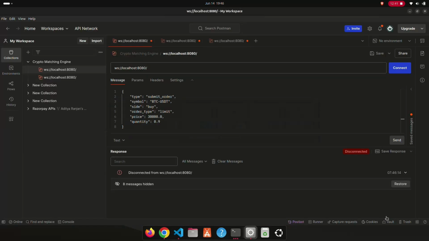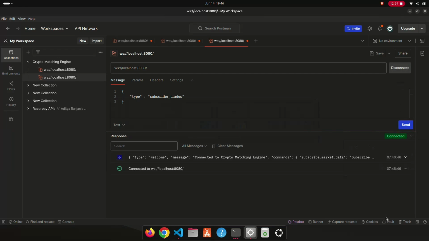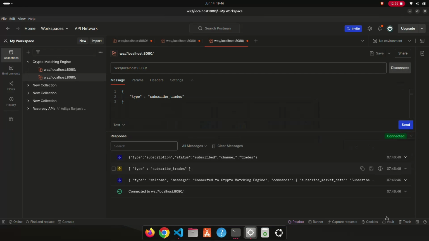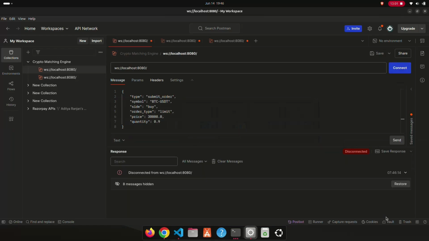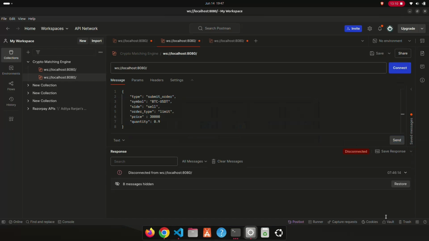We have three tabs. One is for a limit type buy order, another is for a limit type sell order, and the third one is for getting the trades update. So first of all, let us subscribe to the trades channel. Connect to the server, connected, and then send. You can see subscribed channel trades. Let's now send the limit type buy order: connect, send. Order accepted. Now send the limit type sell order: connect, send.